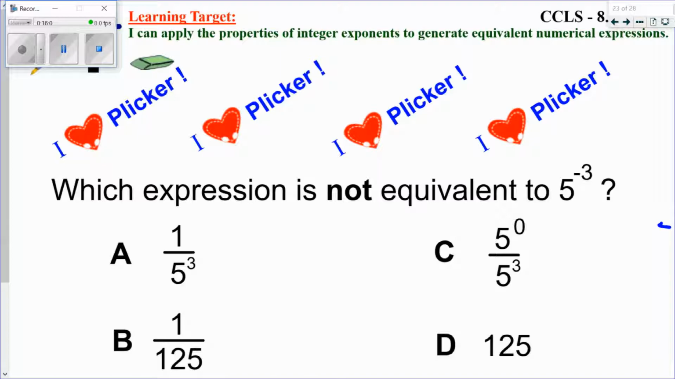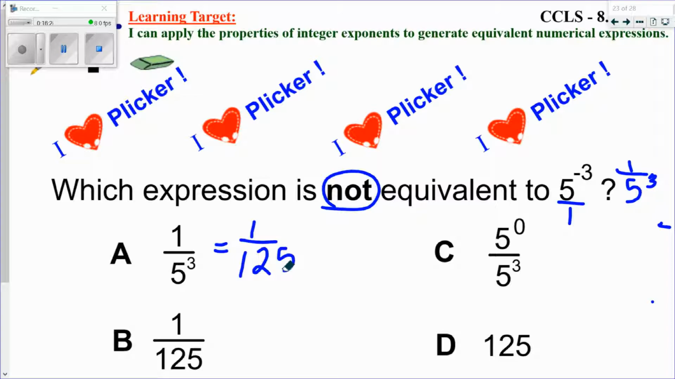So my first step is, you have to figure out what is 5 to the negative 3. Put it over 1, do its reciprocal, which gives you 1/5, turn the exponent positive, and it's 1/5 to the third power. Well, that's our first answer. They're asking for which is not equivalent. So this also equals 1/125.